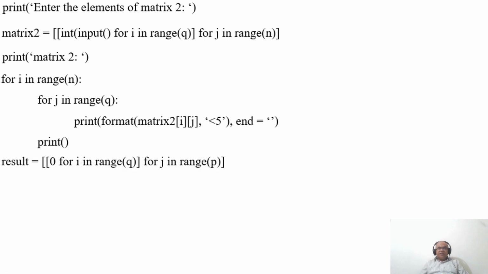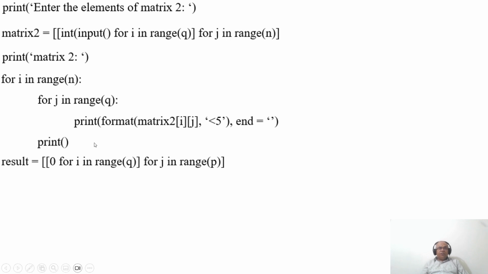Then I want to have the result. So what is the result? Suppose we are using the number of rows as 2 and the number of columns of the first matrix as 3, and the number of rows for the second matrix is 3 and the number of columns for the second matrix is 4.